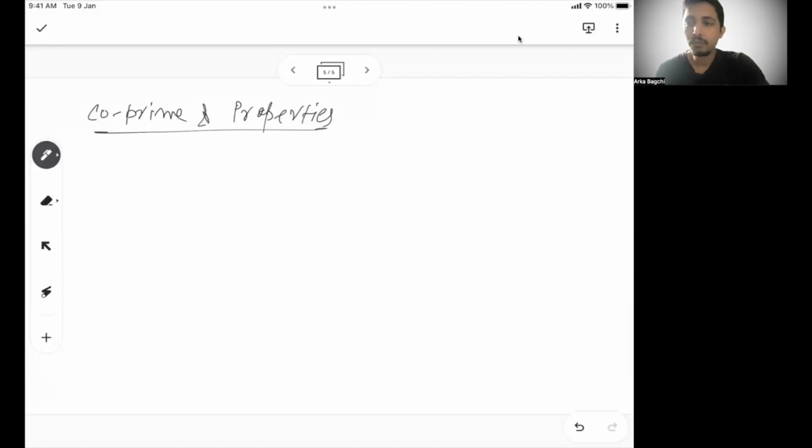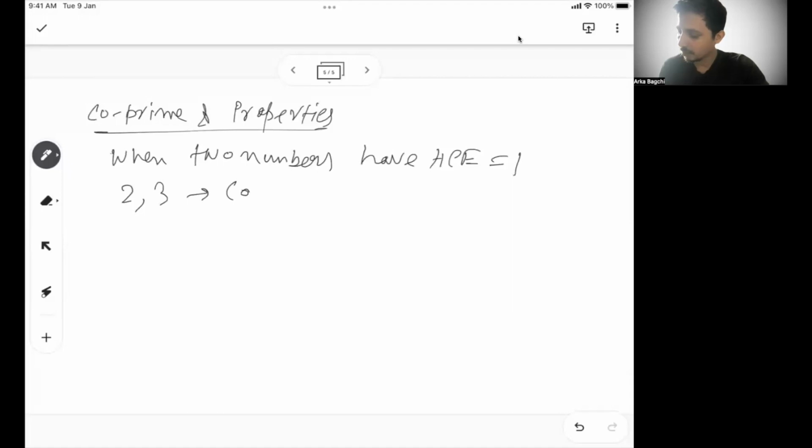Now, first understand what coprime numbers are. We did touch upon this concept in the previous session, but I'm repeating it again. Coprime: when two numbers have HCF equal to 1, or in other words, there is no common factor between the two numbers. Like I said, 2 and 3 are coprime, and understand that coprime is only possible between two numbers, not more than two numbers.